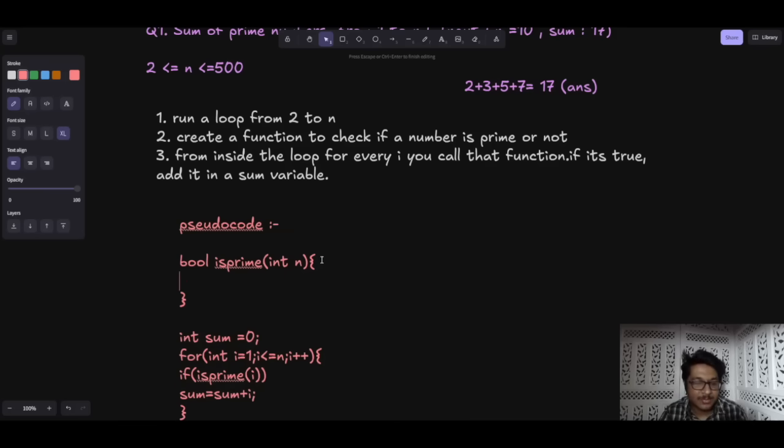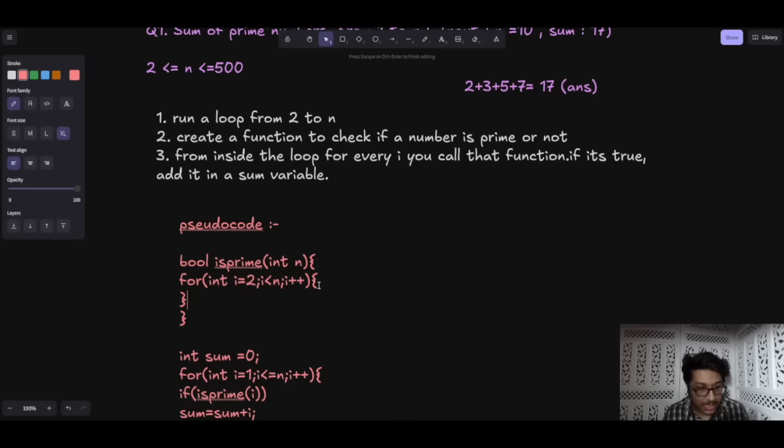And inside the prime function, I'm not coding it up now. What you essentially have to do is run a loop from 2 to n. If something is a factor, then you have to immediately return false. If you want me to practically write a code, I can. So i equal to 2, i less than n. So essentially I'm going to n minus 1.